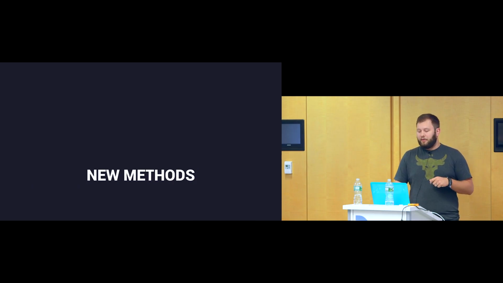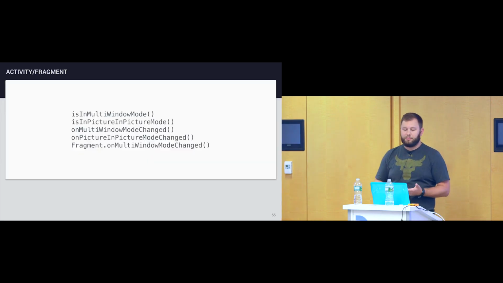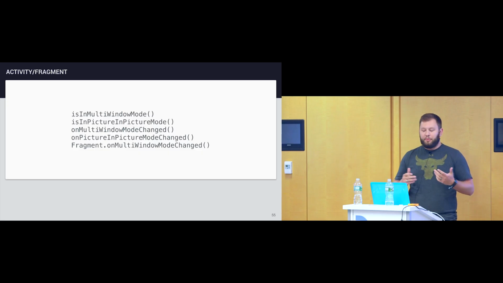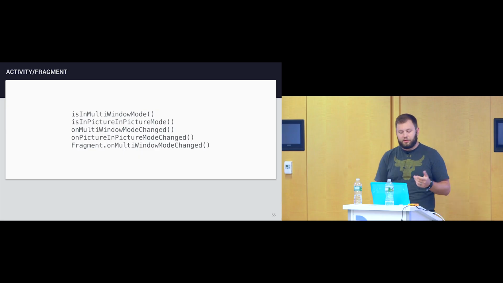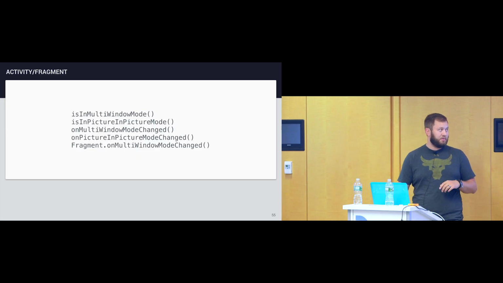So next, kind of last for this section, I was just going to hit on a couple of the new methods. I don't really go over these too much, but for the new methods, we get basically most of the stuff you would expect to get. You can tell whether or not you're in multi-window mode. You can get actual callbacks when you're in multi-window mode for fragments as well. And then for picture-in-picture, you can see when that mode's changed as well. There's nothing really special about it.